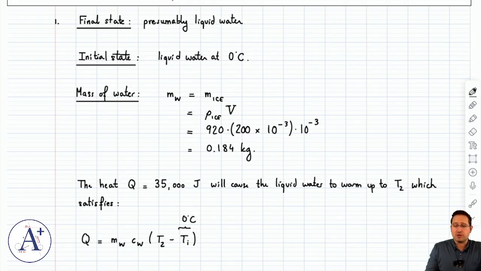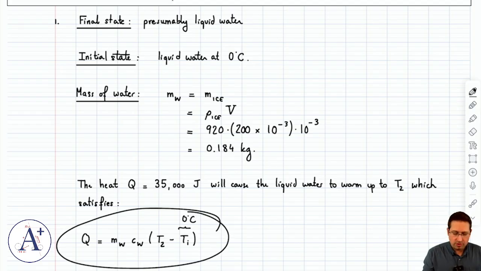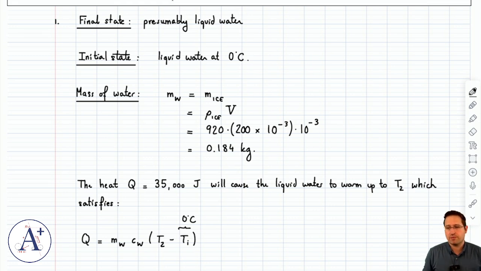And I'm going to solve for T2. As long as I get T2 less than 100 degrees, everything's fine. Indeed, I remain in the liquid water phase. I only had to worry about warming the water up from 0 to T2. If I were to find, let's say, T2 is 147 degrees, and be like, that doesn't work.